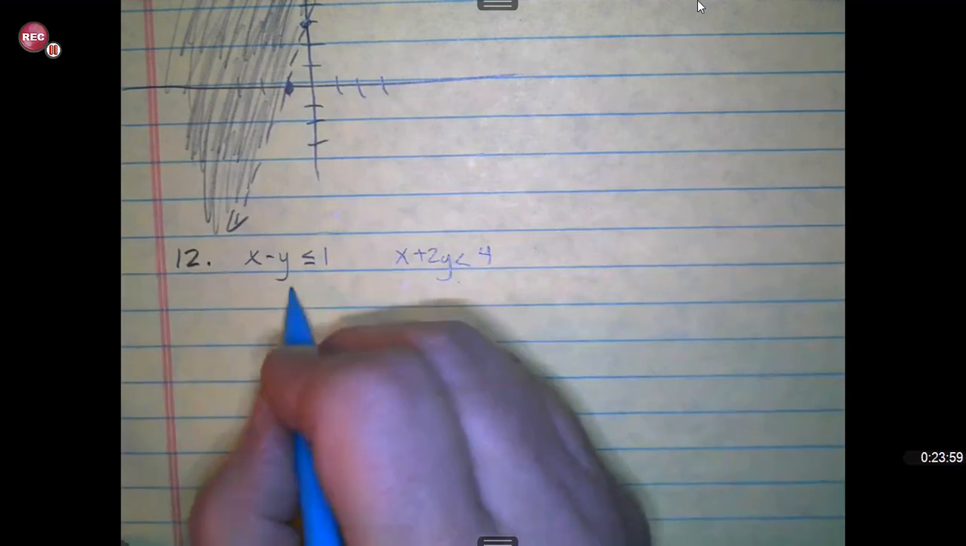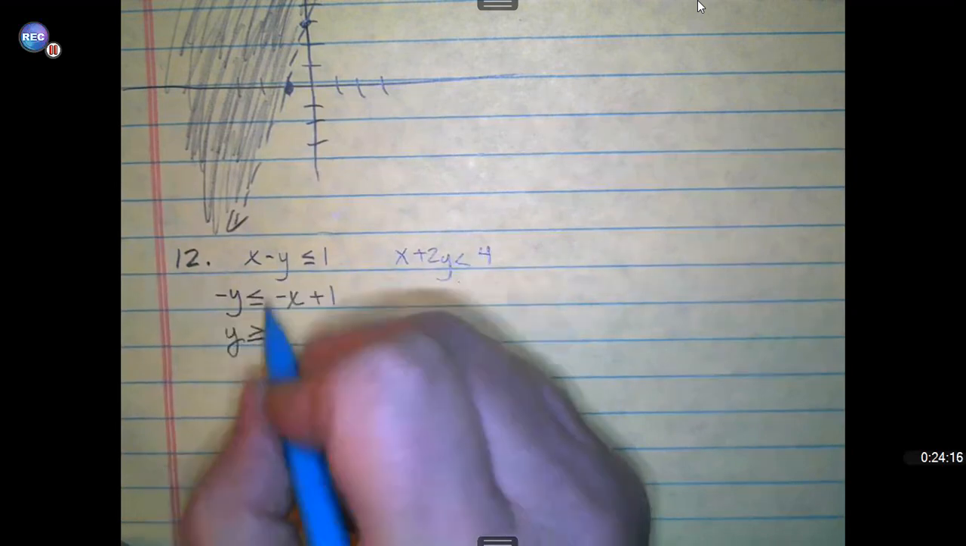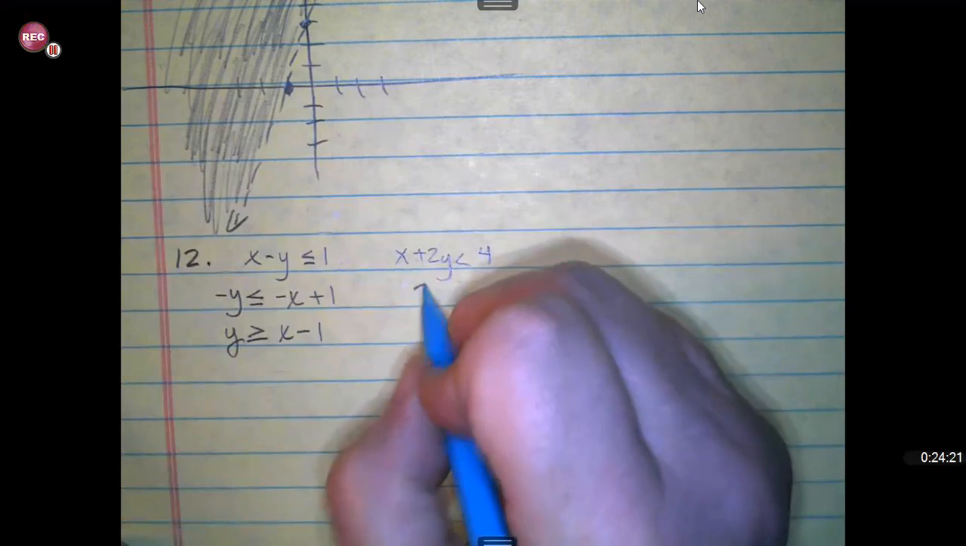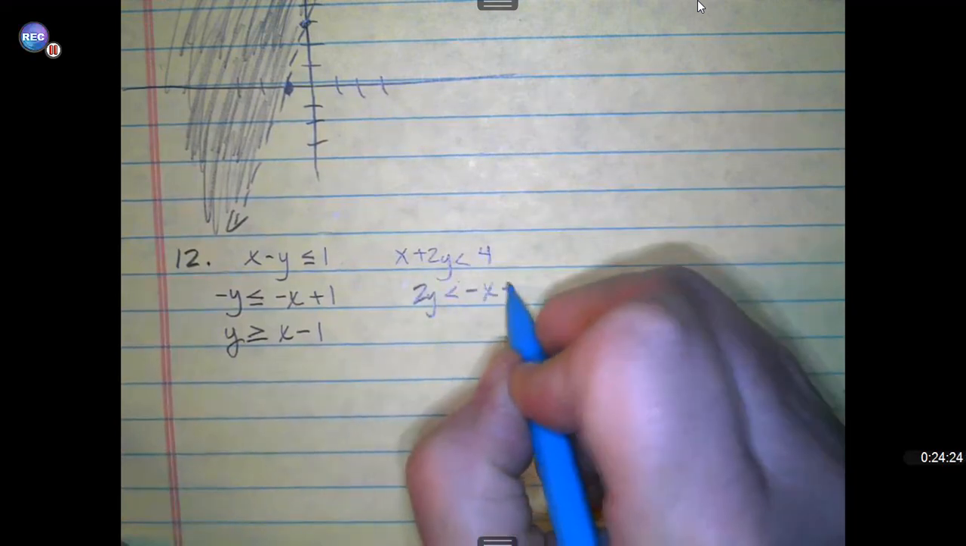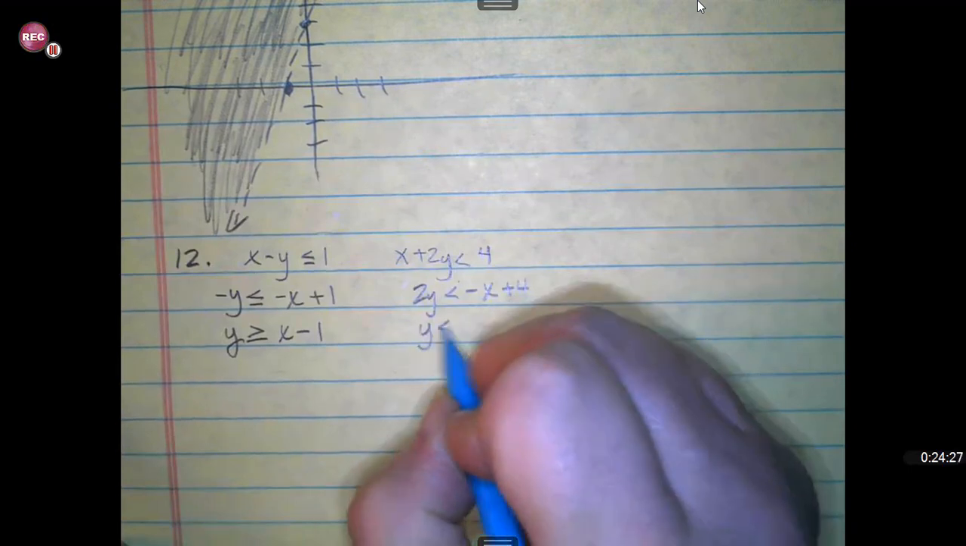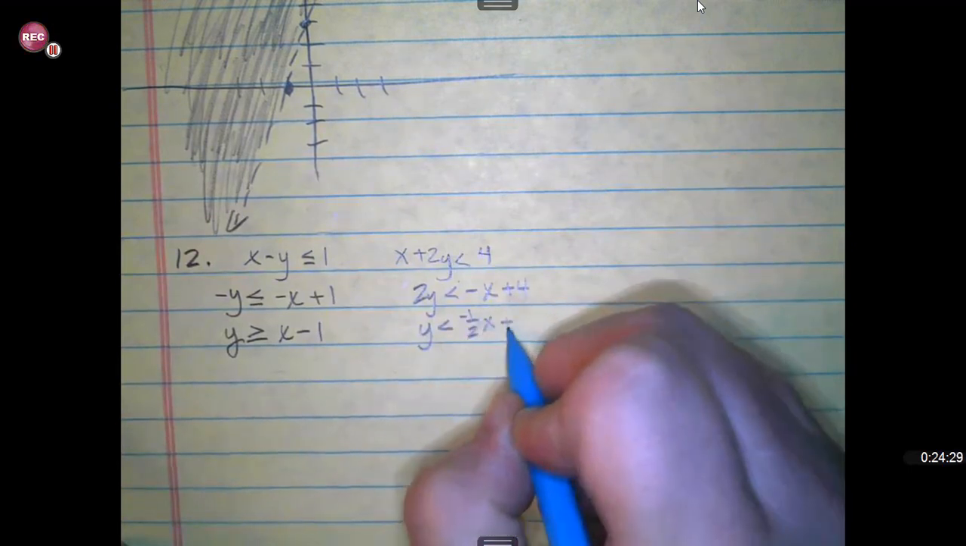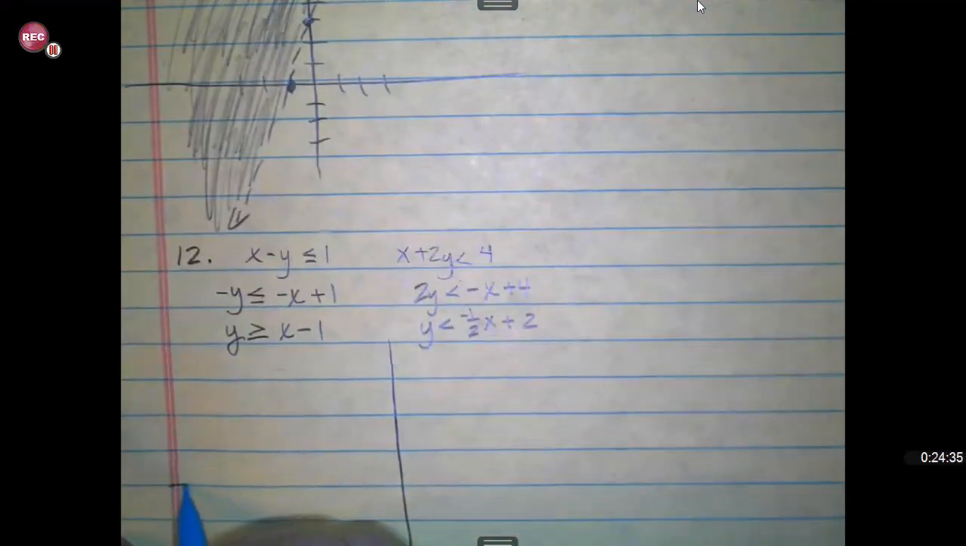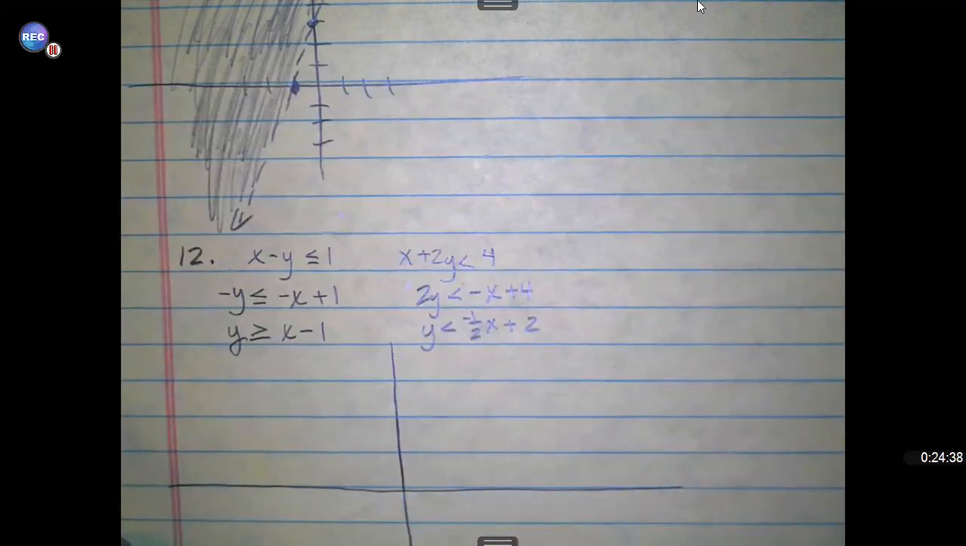So I'm going to move x to the other side. So that's going to give me minus y less than or equal to minus x plus 1. And then I need to divide through by a negative. So multiplying or dividing by a negative means I flip that inequality. y is greater than or equal to x minus 1. Okay. Here I'm going to have 2y is less than minus x plus 4. And then divide everything by 2. So y is less than -1/2 x plus 2. And then graph them on the same coordinate plane to find out where they intersect.